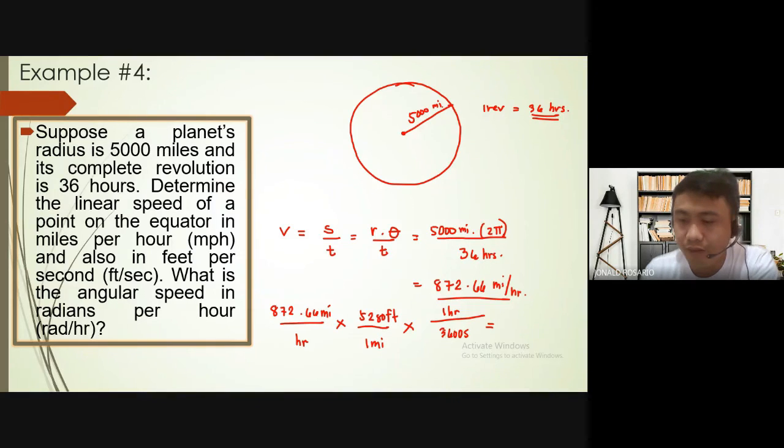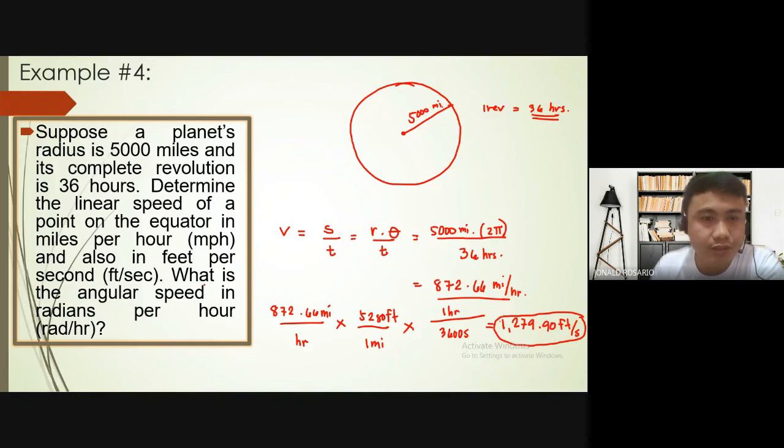2.66 times 5280 divided by 3,600. Tama ba ang sagot, Julius? The answer is 1,279. Yes po, sir. Tama, okay. Thank you, Joshua. So we have, now the unit is feet per second. Okay, so we are done with the first question.